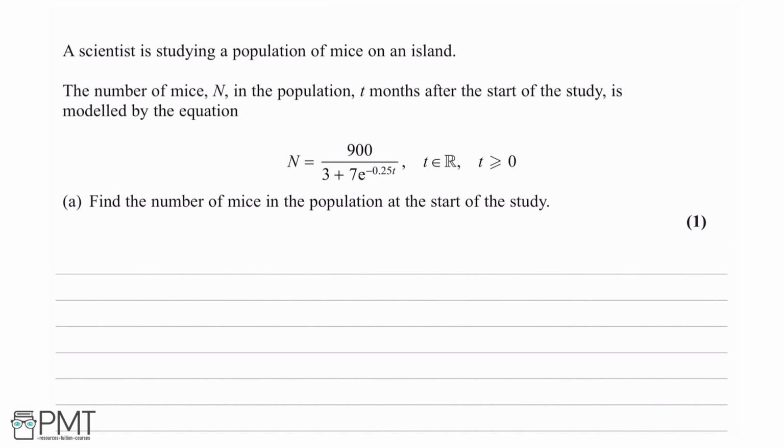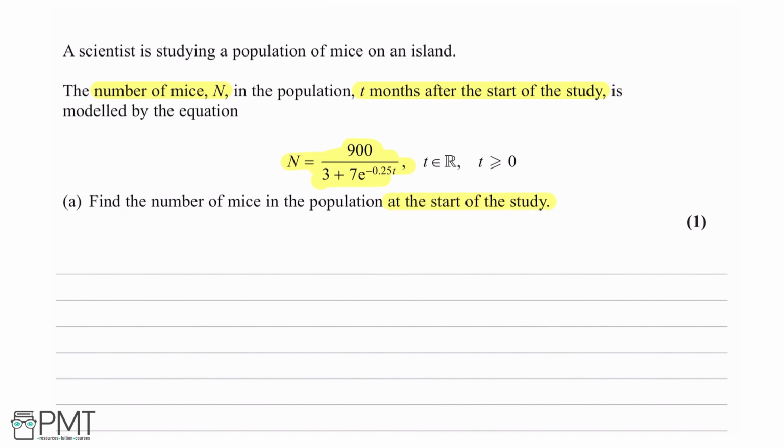Part A asks us to find the number of mice in the population at the start of the study for 1 mark. Okay, so I'm just going to highlight some key parts. The number of mice is n. t months is the time after the start of the study. I'm also going to highlight the equation which is being used to model it, and that we need to find the number of mice in the population at the start of the study.